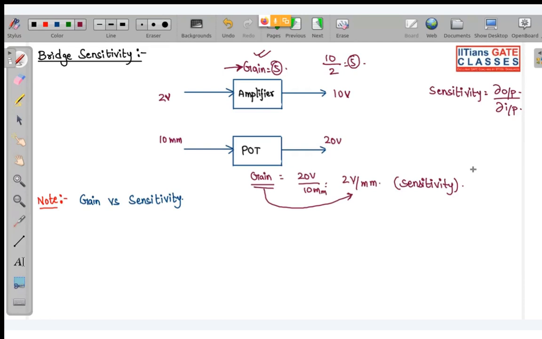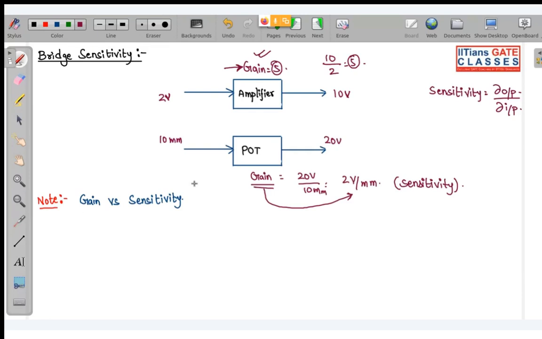Write one point. Sensitivity is defined as the ratio of change in output to change in input, or you can even write the fractional change in output with respect to fractional change in input, whichever you want. Next point: sensitivity always exists for an energy converter, in brackets write sensors. So sensitivity you always get for sensors.